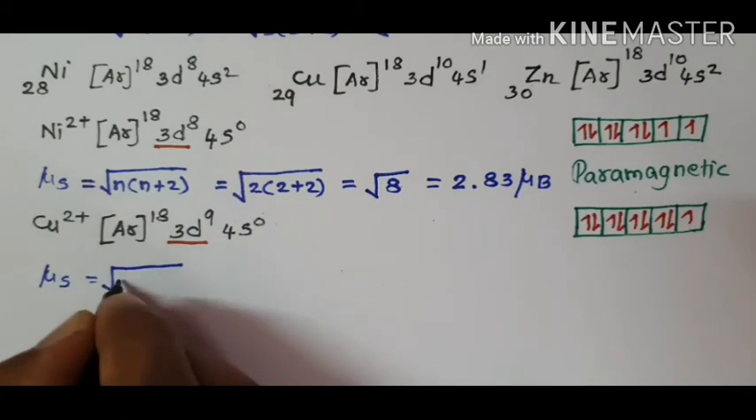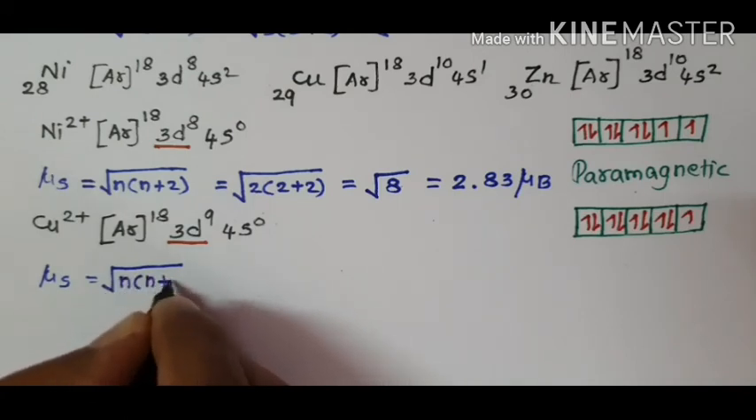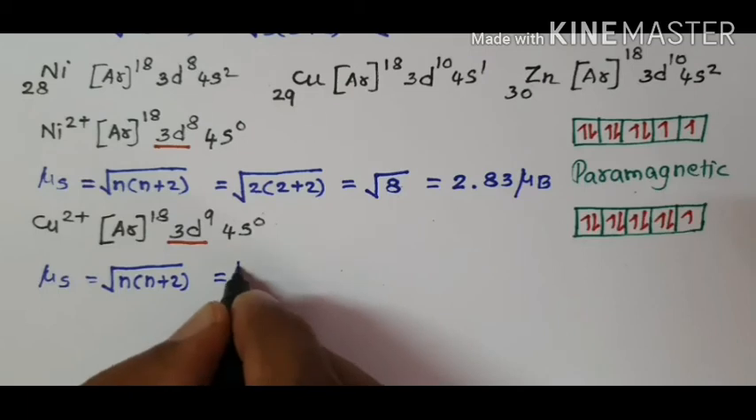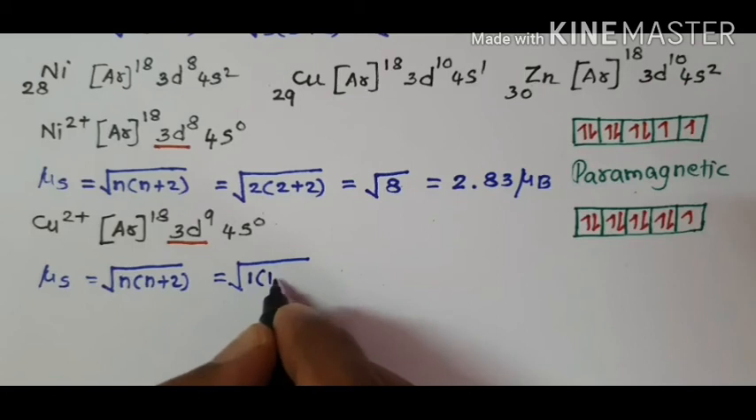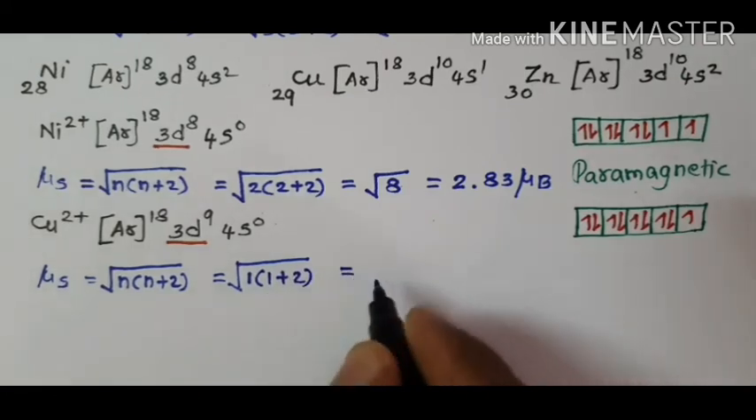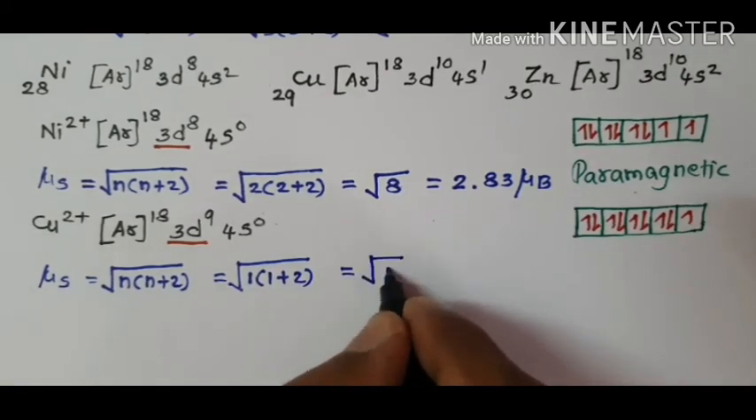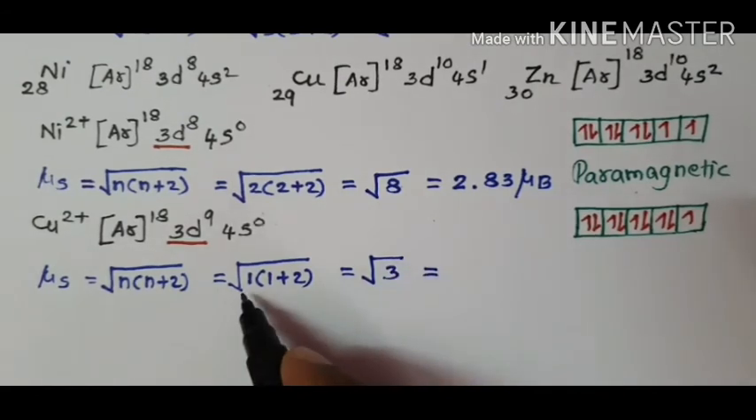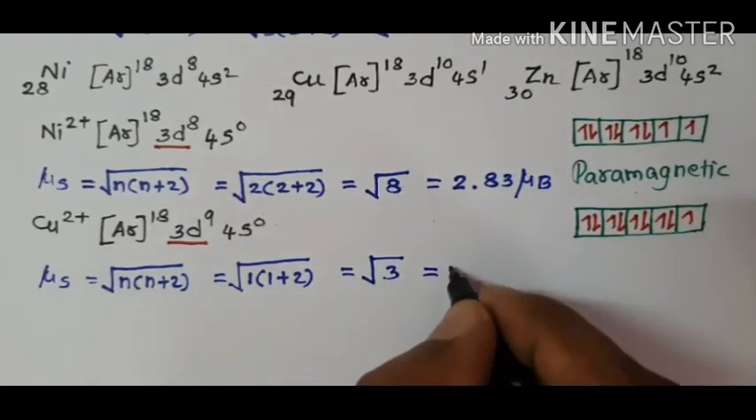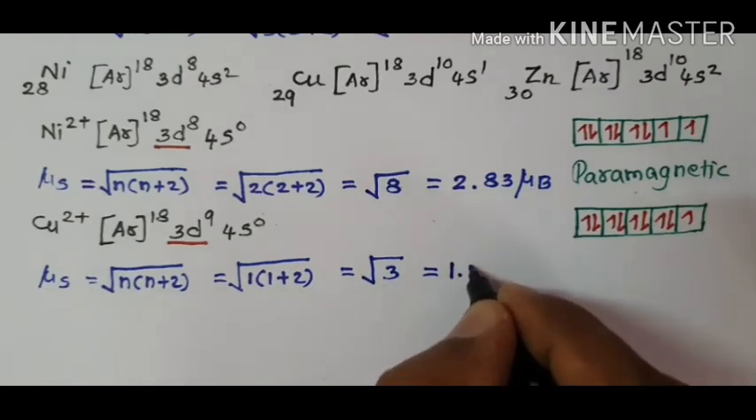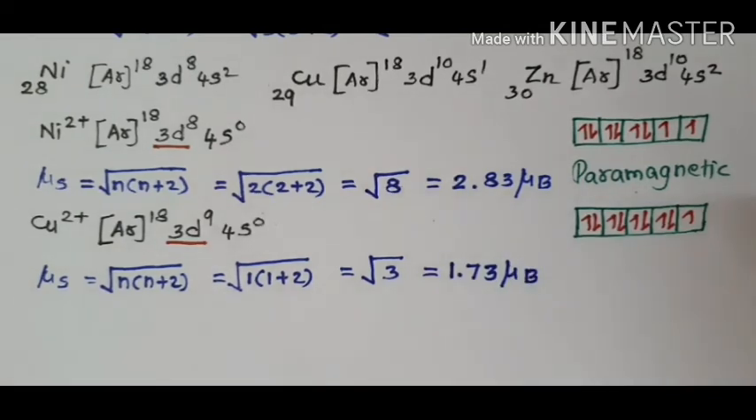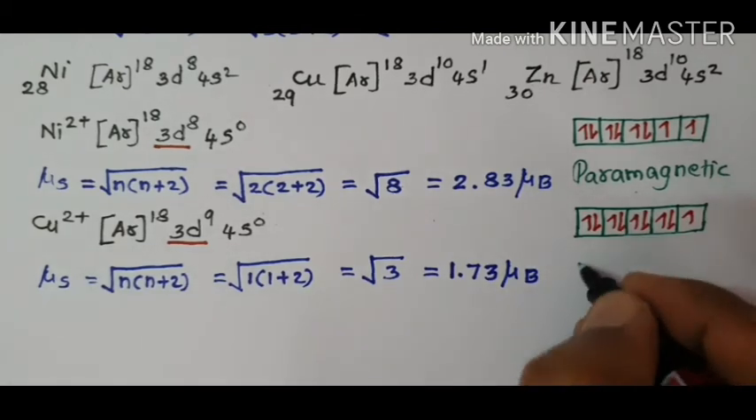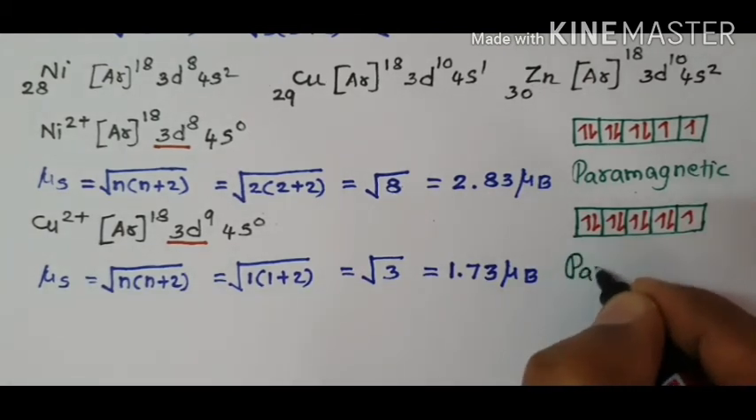The spin only magnetic moment mu s equal to, what is the formula? Root of n into n plus 2, where n is the number of unpaired electrons, 1. So 1 into 1 plus 2, equal to 3, root 3 value. Therefore, answer starts with 1, 1.732 Bohr magneton. Due to the presence of unpaired electron, copper 2 plus is paramagnetic.